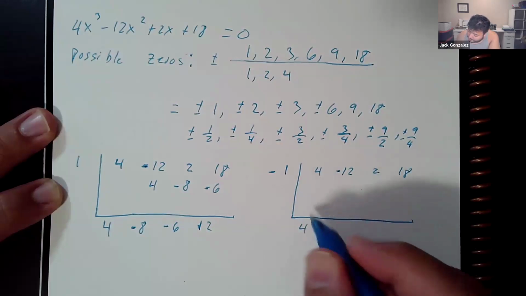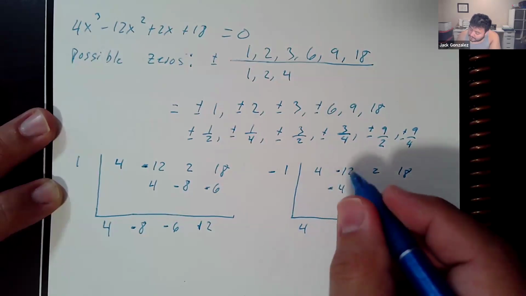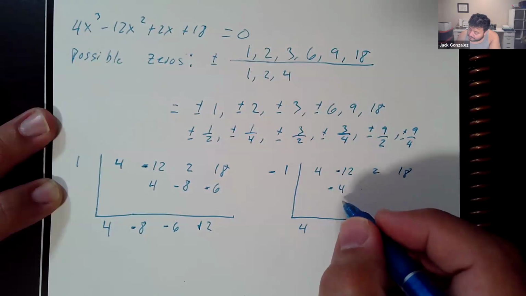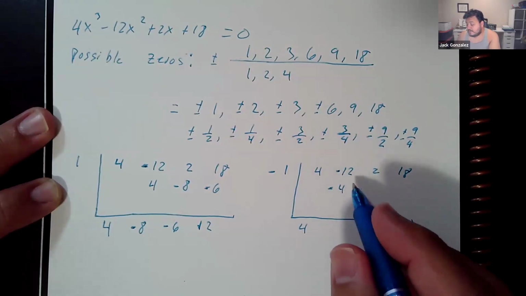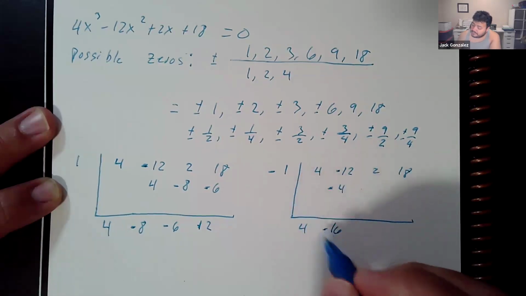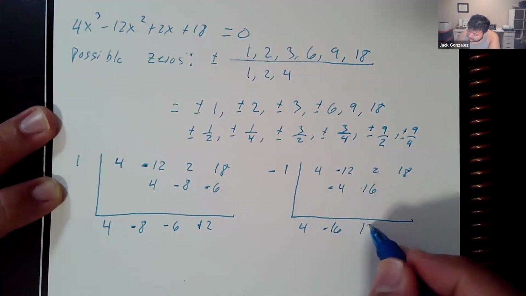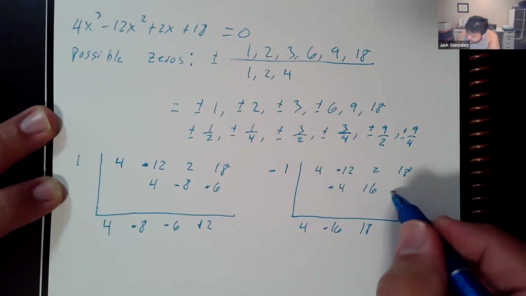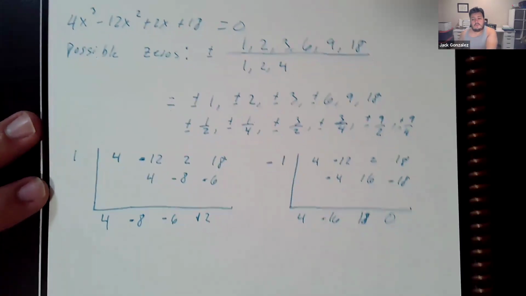Bring down the 4. -1 times 4 is -4. -12 minus 4 will be -16. -1 times -16 is a +16. 2 plus 16 is 18. -1 times that. There's my 0.